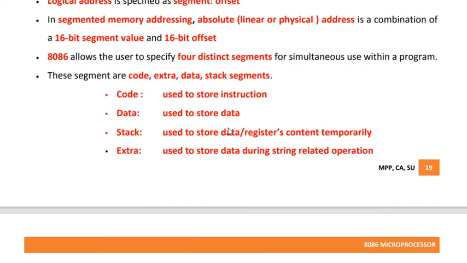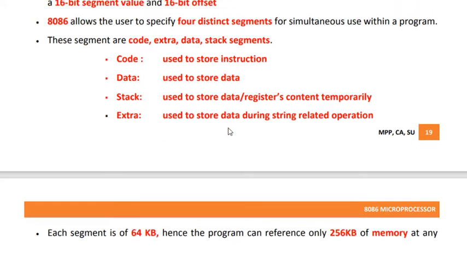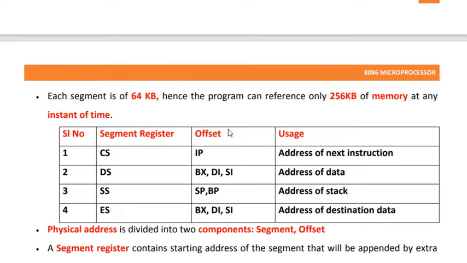Now, each of these segments are marked by the segment register. So code segment is marked by code segment register, data segment is marked by data segment register, stack segment is marked by stack segment register, and extra segment is marked by extra segment register. So each segment is of 64 kilobytes, so hence the program can refer only 256 kilobytes of memory at any given instance of time.